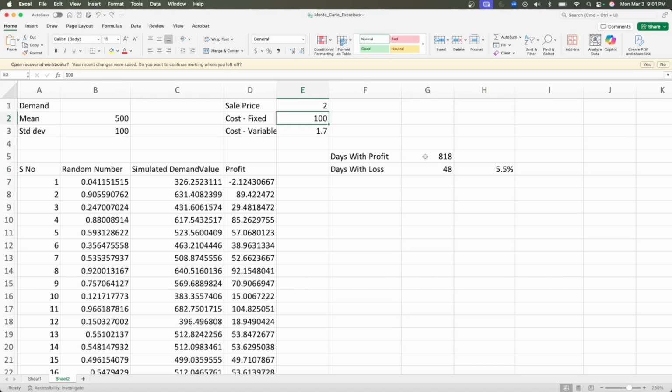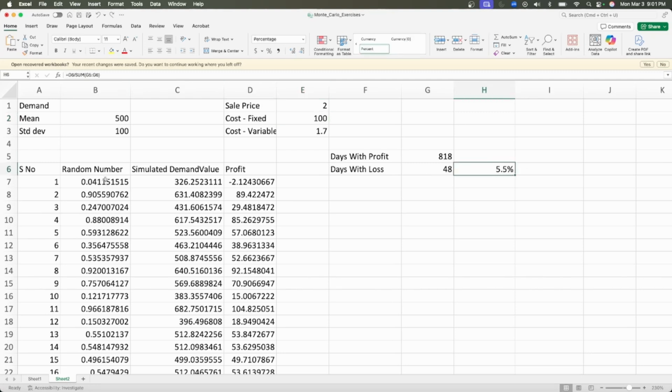So how does this help? What does this data tell us? This data tells us that if I know the overall demand curve of a particular market, then I will be able to estimate how many days I will have to borrow money from someone. And that's going to be approximately 5.5%.